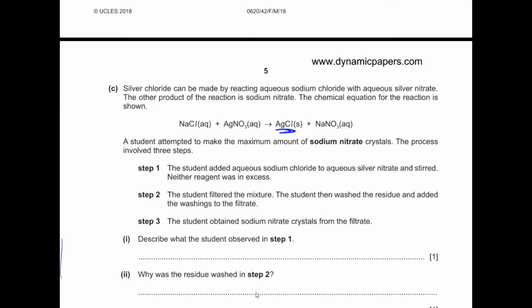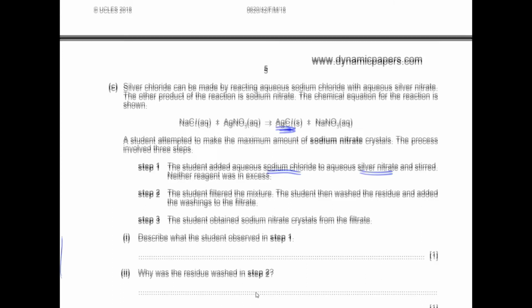A student attempted to make the maximum amount of sodium nitrate crystals. The process involved 3 steps. Step 1, the student added aqueous sodium chloride to aqueous silver nitrate and stirred. Neither reagent was in excess, so he added equal amounts of sodium chloride and silver nitrate. Step 2, the student filtered the mixture. The student then washed the residue and added the washings to the filtrate. The student obtained sodium nitrate crystals from the filtrate.